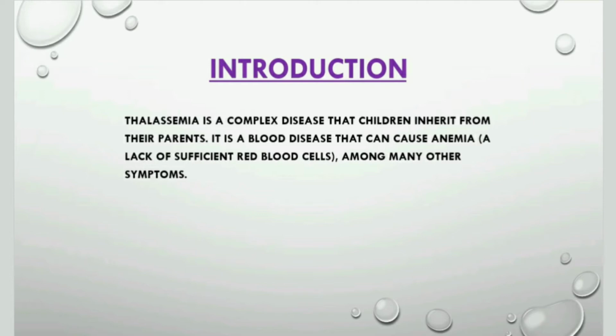Thalassemia is a complex disease that children inherit from their parents. It's a blood disease that can cause anemia, a lack of sufficient red blood cells, among many other symptoms, which means if parents are suffering from thalassemia, then it is likely for their children to have the same disease. It's a blood disease that can cause anemia and other symptoms too.